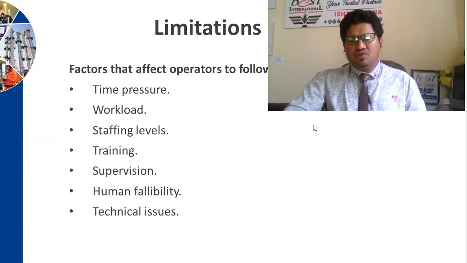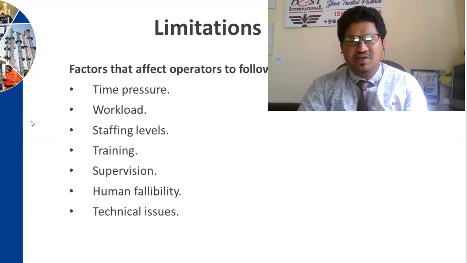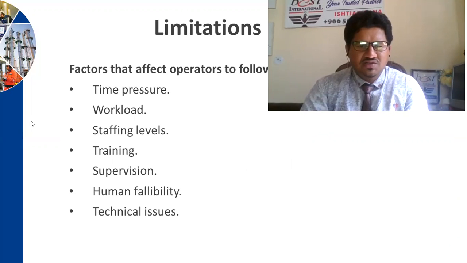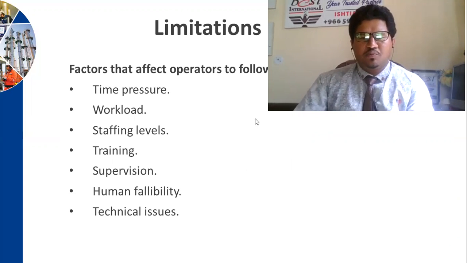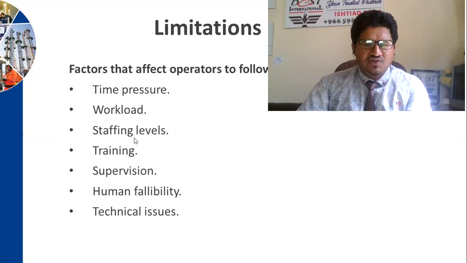What are the limitations of SOPs? Yes, there are some limitations. As I told you, everything has some benefits and of course some limitations. So some of the factors that affect operators following SOPs: time pressure, workload, staffing levels, training, supervision, human fallibility, and technical issues.